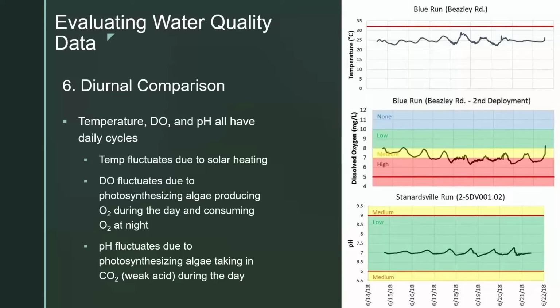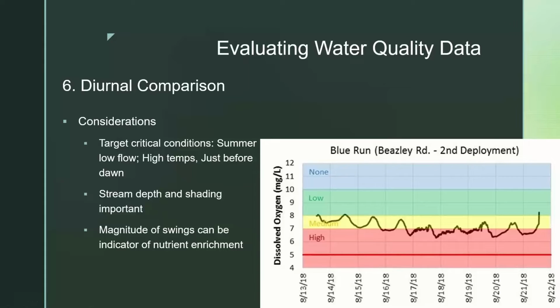So if pH is of particular interest to us and is a candidate stressor, we might want to look at diurnal sampling as well to see, during the nighttime, how low do pHs get? Some other considerations for that diurnal sampling. Again, we want to try to target those critical times, those critical conditions, which are usually in the summer when temperatures are high and flows are low. We're also going to primarily be looking for the lowest dips just before dawn.